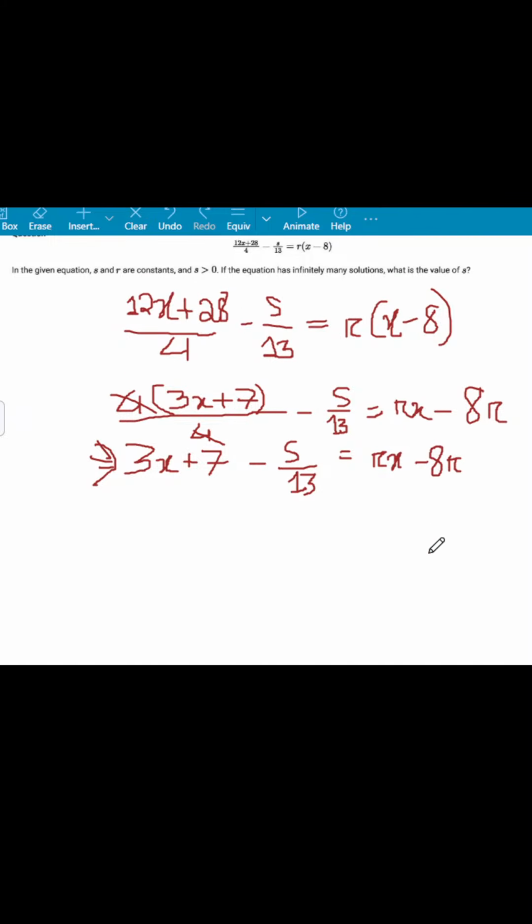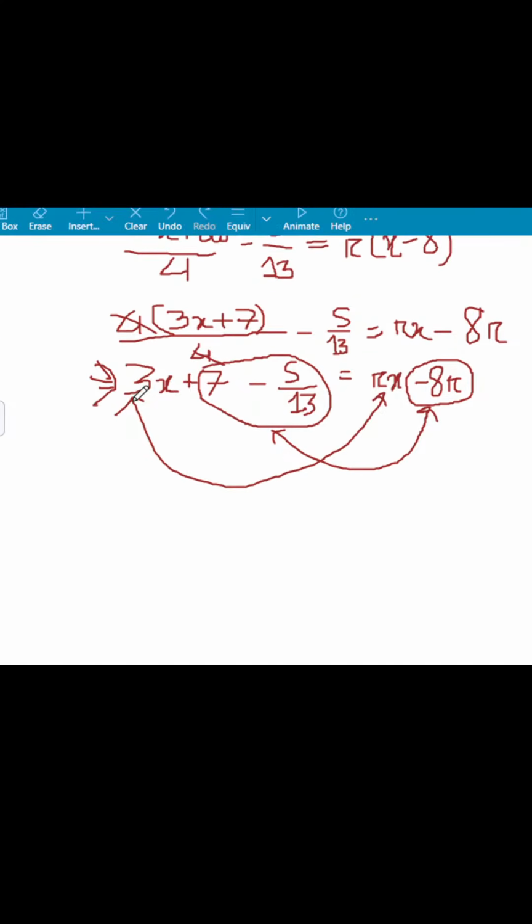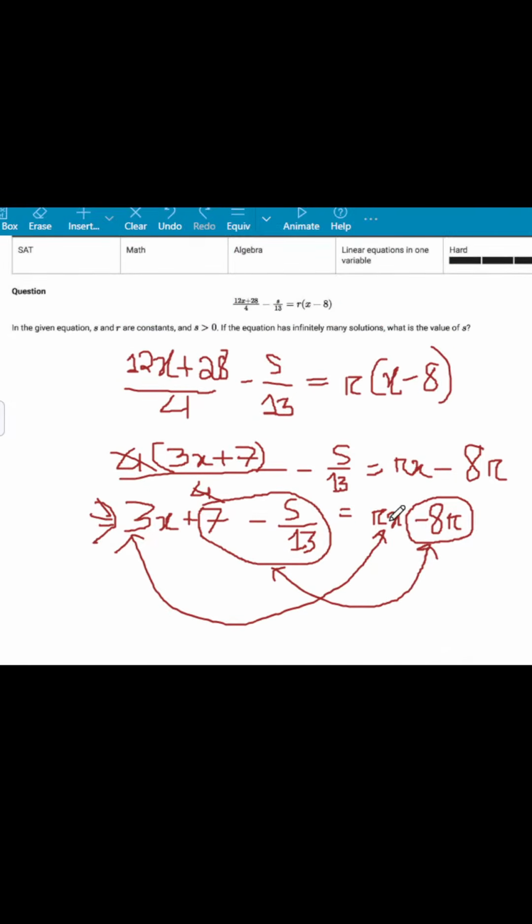Okay, so now we have simplified this. Here we can compare the coefficients of x from the LHS and RHS, and we can compare the constant terms: on the left it is 7 minus s by 13, and on the right it is minus 8R. These two should also be equal. If we equate them one by one, we'll get the values of R and S.